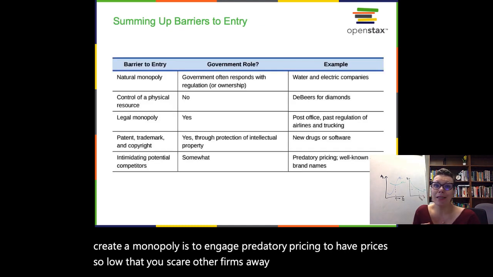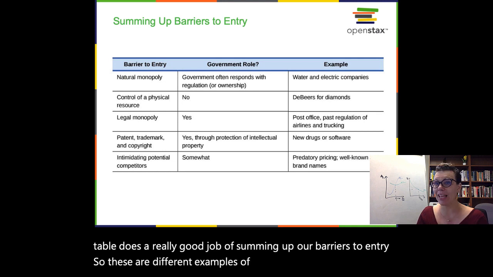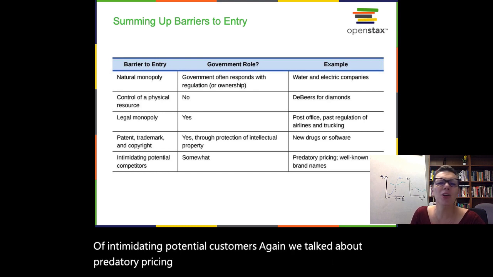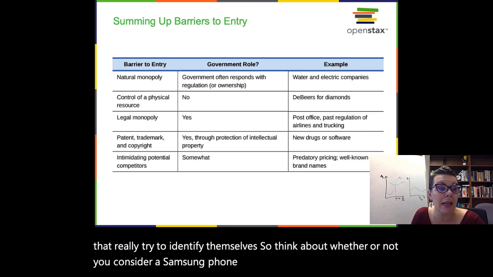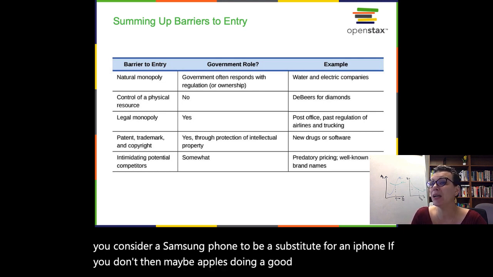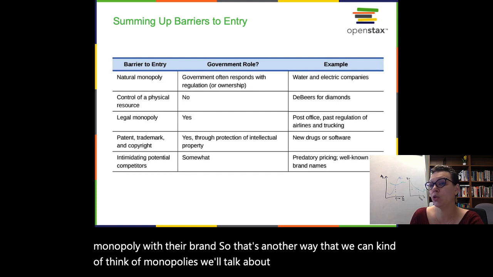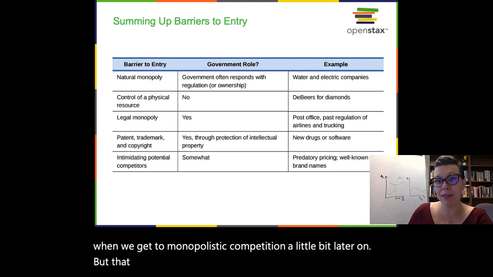So that sums up, and this table does a really good job of summing up our barriers to entry. These are different examples of different ways that monopolies can arise or exist in our markets. And then in terms of intimidating potential customers, again, we talked about predatory pricing just now, but you can also think about brands that really try to identify themselves. Think about whether or not you consider a Samsung phone to be a substitute for an iPhone. If you don't, then maybe Apple's doing a good job of creating a monopoly with their brand. So that's another way that we can think of monopolies. We'll talk about that more when we get to monopolistic competition a little bit later on. But that wraps up how monopolies are created and barriers to entry.